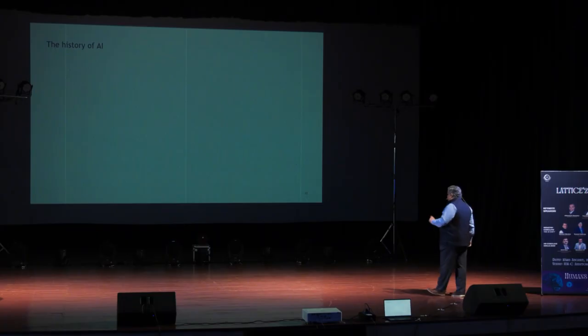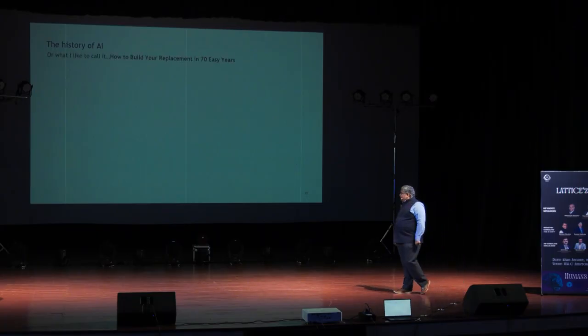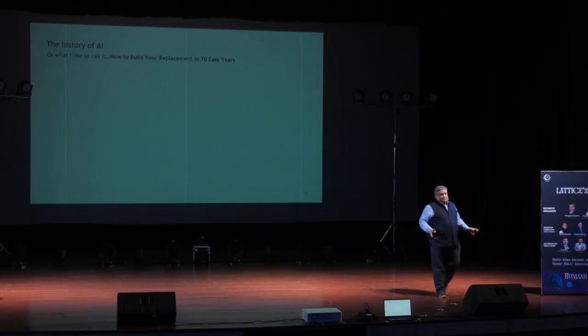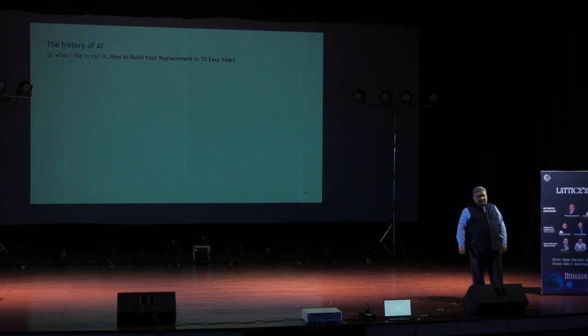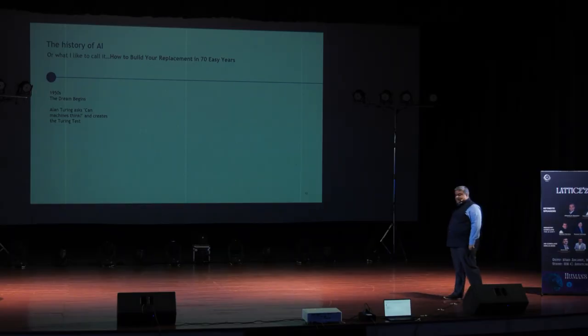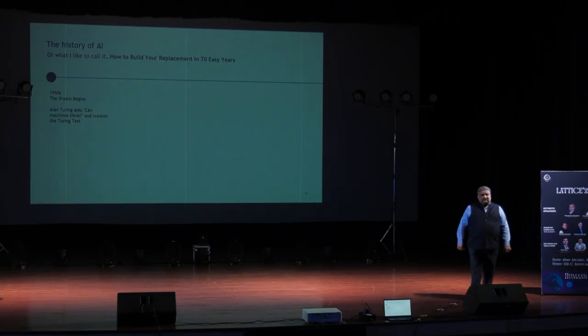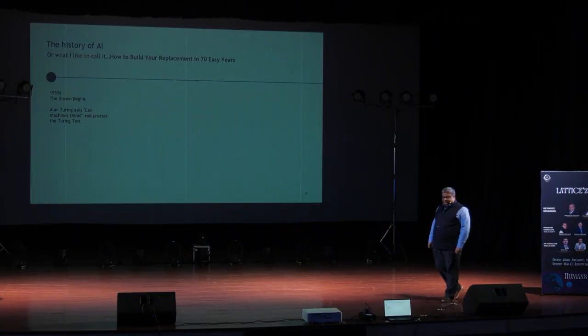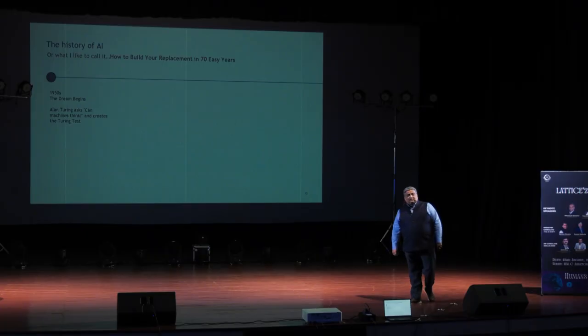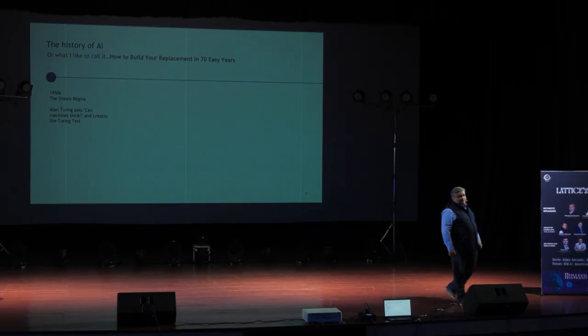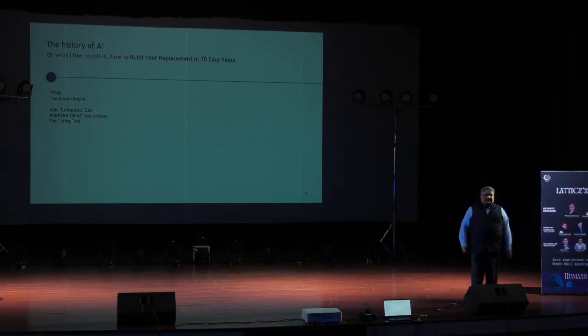Okay, let's understand how it started. Or I'd say, how you built your replacement in the last 70 years, right? How many of you know when AI started? 1950, right? Have you heard of the Turing test? What was the score for GPT 4.5 in the Turing test? Anybody? How does it get conducted?